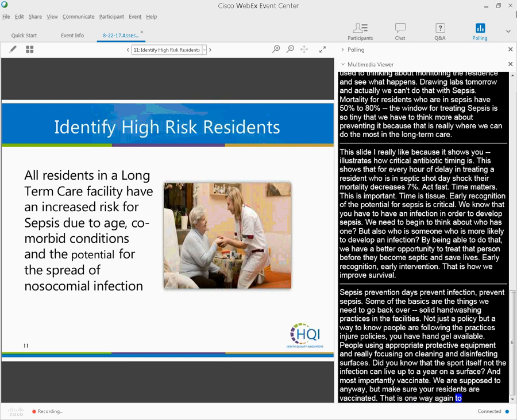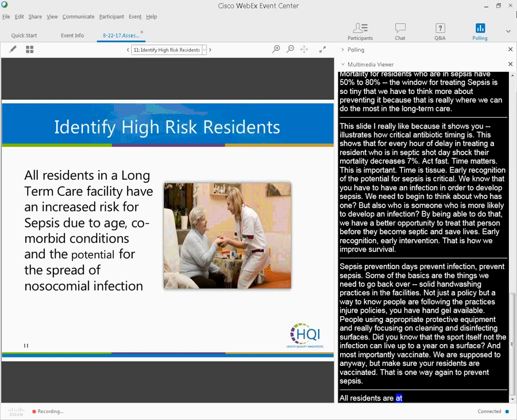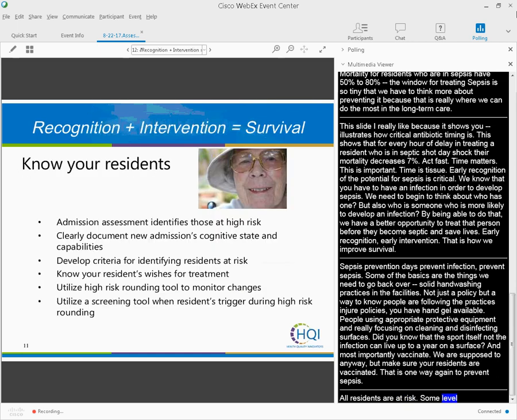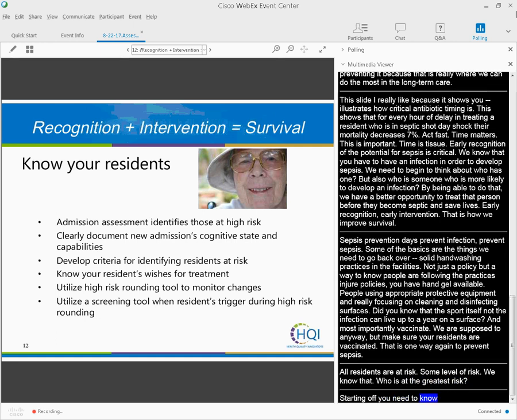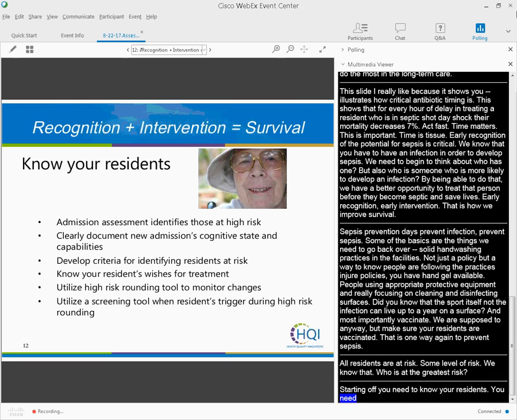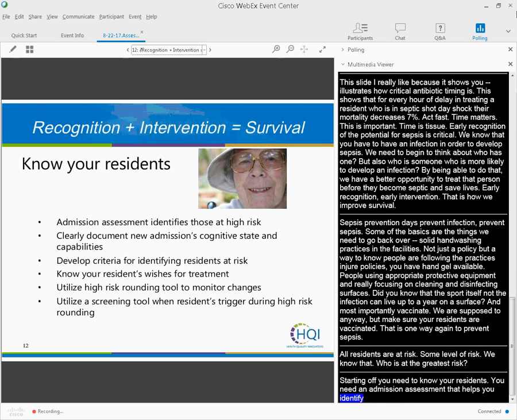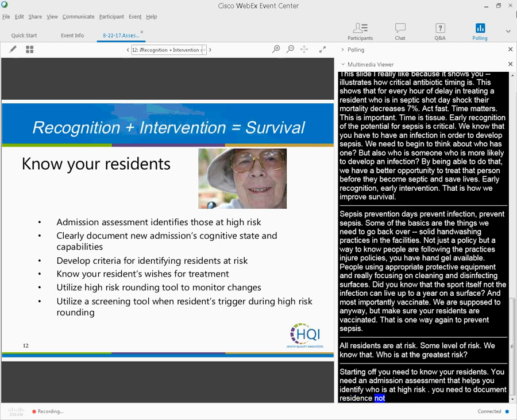All residents are at risk, some level of risk. We know that. So who is at the greatest risk? Start off, you need to know your residents. You need an admission assessment that helps you identify who's at high risk. You need to document residents, not just their cognitive state, but their capabilities. Develop some criteria for identifying who's at risk.